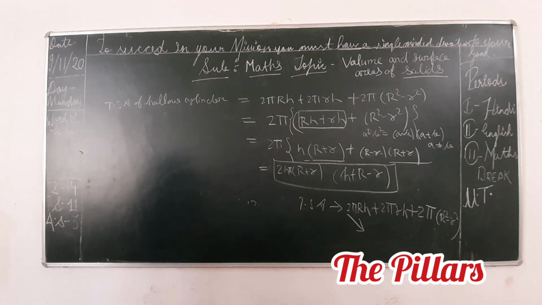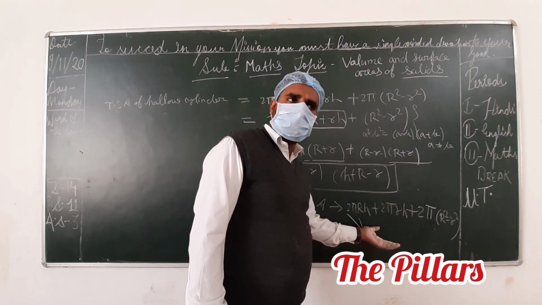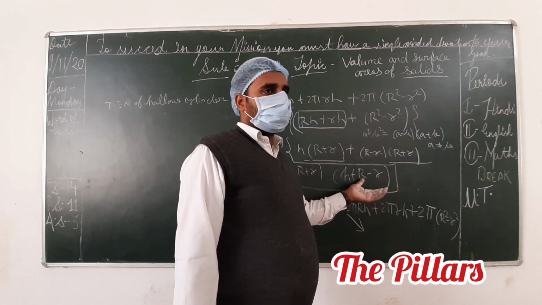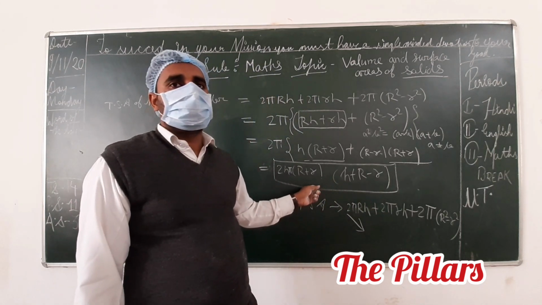Yes sir, but according to the book, it is pi capital R square minus small r square. Sir, we can write that also. Either you want then I'll write this one, otherwise you have to write this one. But whenever you have to do the calculation, this one is easy.